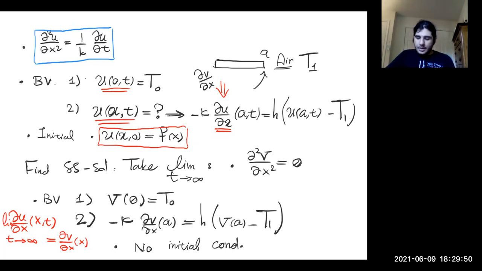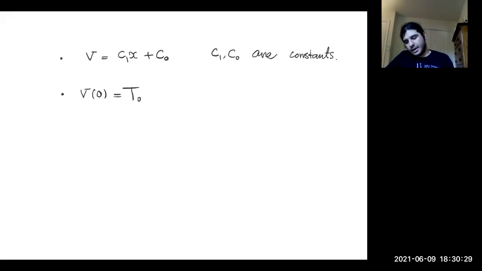Okay. So now we want to solve this one. It's almost like we did before. We start with this equation here, just like what we saw earlier. The second derivative of v with respect to x is equal to 0. That implies v is equal to c1 x plus c naught, where c1 and c naught are constants. On the other hand, v at 0 was equal to T naught. So again, we have c naught is equal to T naught.